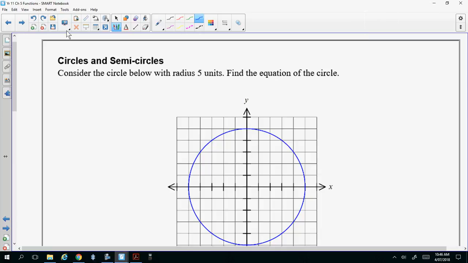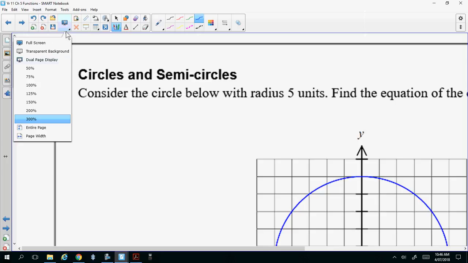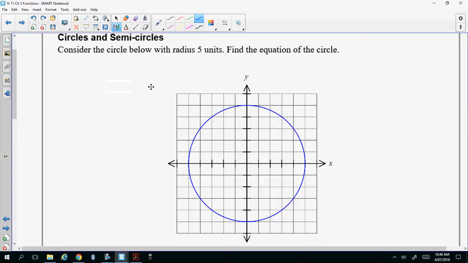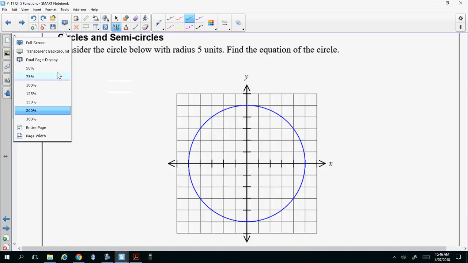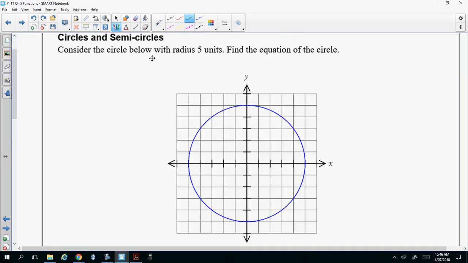Circles and semicircles. Okay, today is pretty easy. Mathematics may be useful because you get to use it to draw circles. But if not, you can still draw a circle, which I could show you how to do freehand. So consider the circle below with radius 5. Find the equation of the circle.